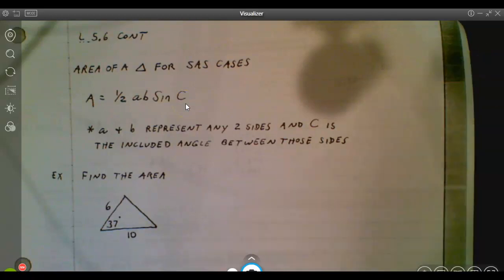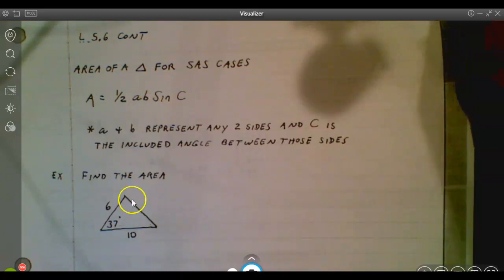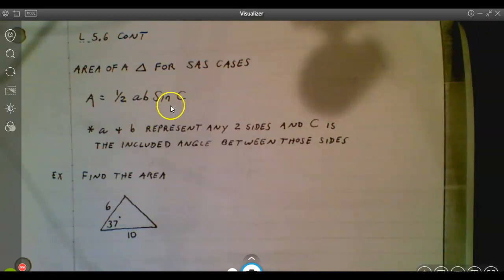Heron's area formula was for knowing all three sides. This is your SAS formula. It's called 1/2 ab sine C, and again, this works for any triangle. But we tend to use it for non-right triangles, because for a right triangle, I would just use 1/2 base times height. So this is really just used for non-right triangles, like the one below.